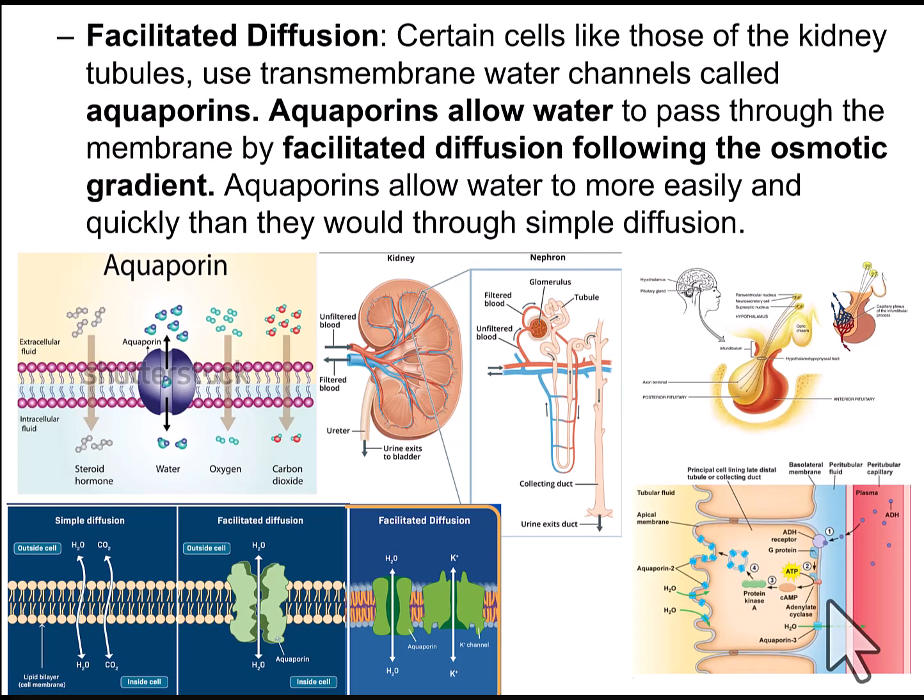But these two processes of simple diffusion and facilitated diffusion are part of the bigger process of osmosis. So you want to make sure on the test if you're asked how water moves across the membrane, it's osmosis. But remember, osmosis is a specific type of diffusion through the membrane that pertains only to water.